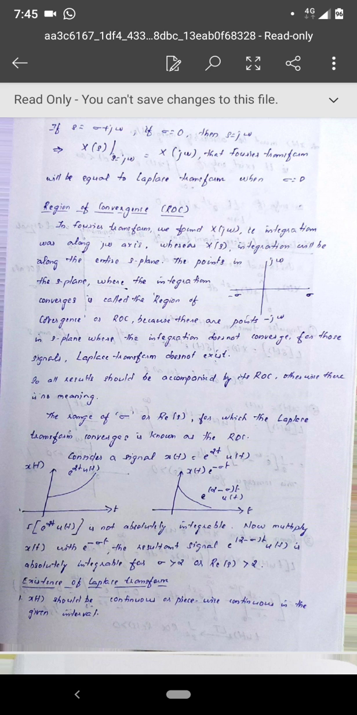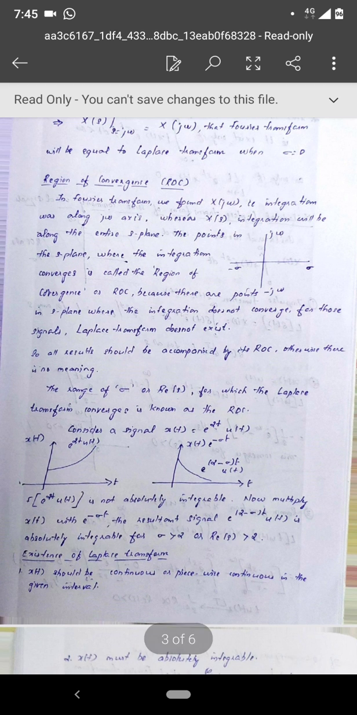I have taken an example here just to make you understand. A range of sigma or real part of s for which the Laplace transform converges is called the ROC. Just the definition once again. Then consider a signal x of t which is equal to e raised to 2t u of t. This signal otherwise does not have a Fourier transform, because e raised to 2t is an unbounded signal. As t tends to infinity, e raised to 2t also tends to infinity, and that is shown in the first figure.